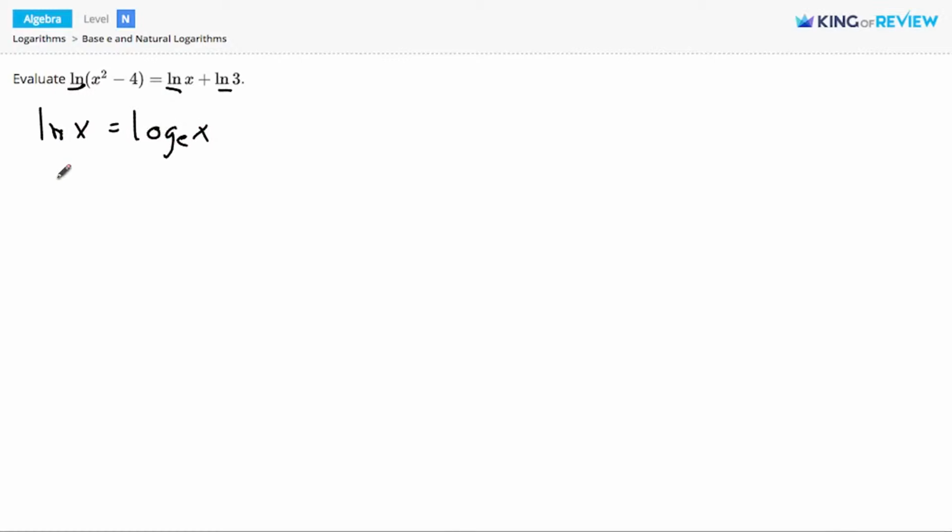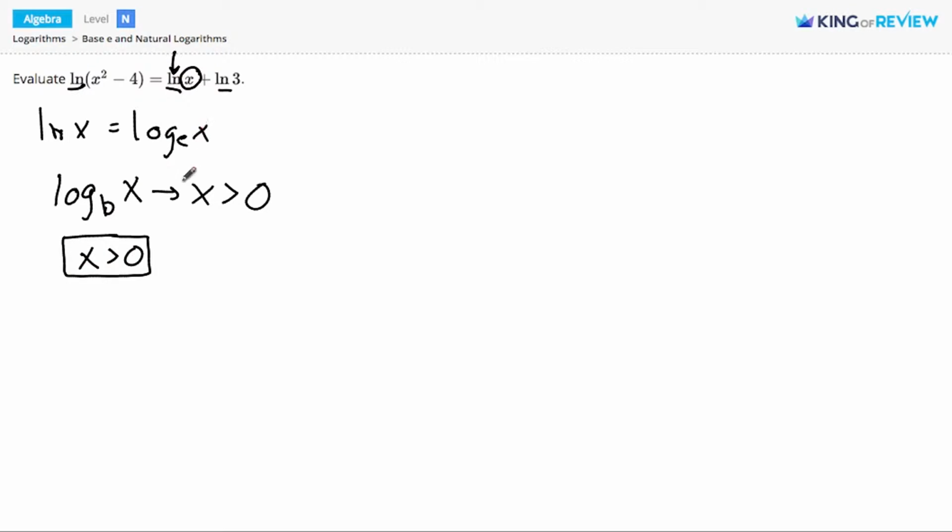In particular, if we have a log base b of some number x, we need x to be greater than 0. Since our problem has ln of x, that means we know that x has to be greater than 0. So here's one thing that must be true, so that when we plug that into ln of x, we have a positive number inside the log.